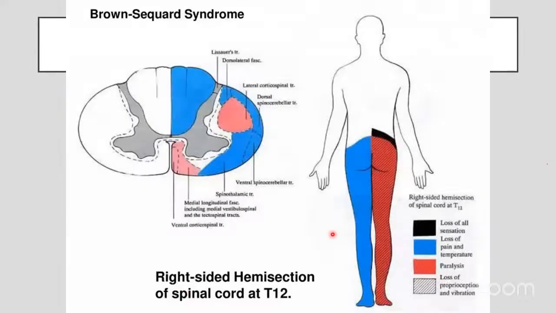Moving on to Brown-Séquard syndrome. In Brown-Séquard syndrome, at the level of lesion, there will be loss of all sensation ipsilaterally. And below the level of lesion, ipsilaterally, there will be paralysis, and there will be loss of proprioception and vibration sense. While on the contralateral side, there will be loss of pain and temperature.